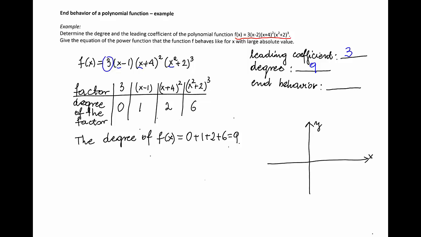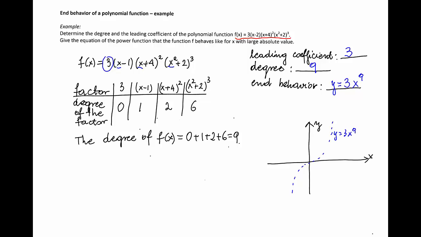And therefore we can form a power function that f of x resembles when x has a large absolute value. This function is y equals leading coefficient times x to the degree of the polynomial. This function, y equals 3x to the 9, behaves like the cube function because the coefficient is positive and the exponent is odd. So this is the graph of the function y equals 3x to the 9.